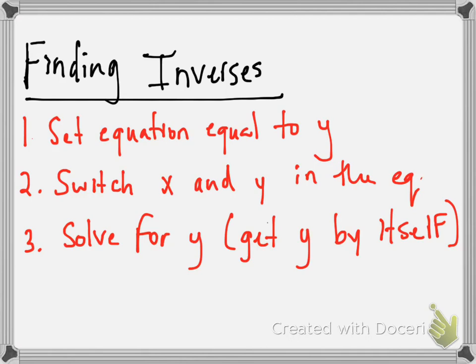First thing you're going to do is set your equation equal to y. Then you're literally just going to switch x and y. You're going to change their positions in the equation. So wherever x is, put y. Wherever y is, you put x. And then essentially you're going to solve for y, which is to get y by itself.